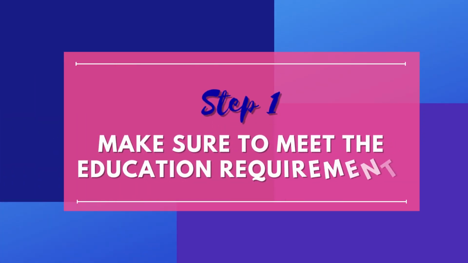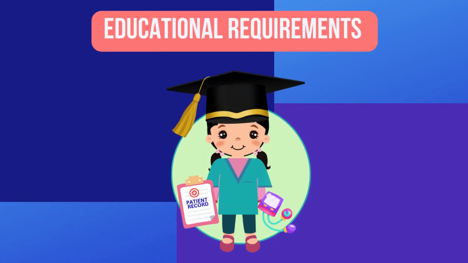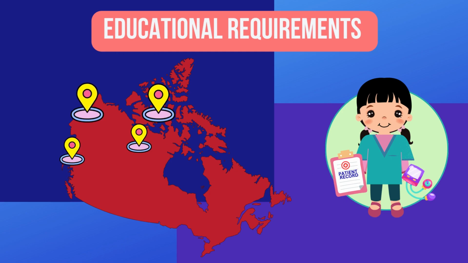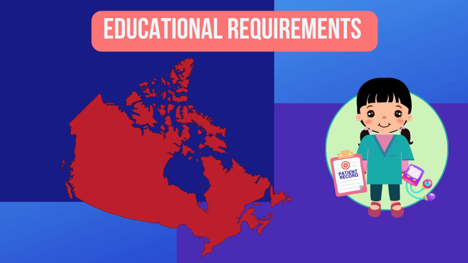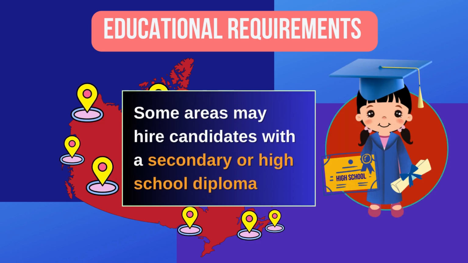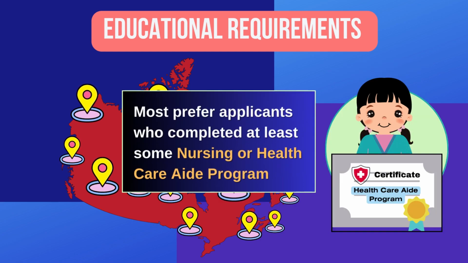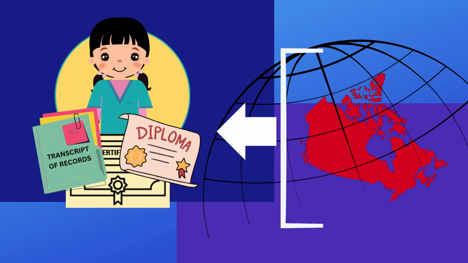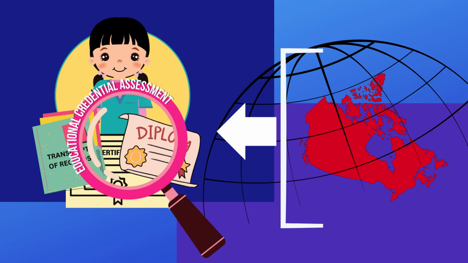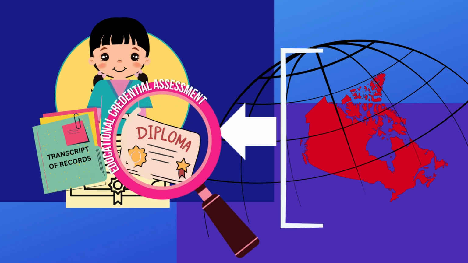Step 1. Make sure to meet the education requirements. The education requirements to work as a healthcare assistant vary depending on the Canadian province or territory where you want to work. While some areas may hire candidates with a secondary or high school diploma, most prefer applicants who have completed at least some nursing or healthcare aid program. If you have completed your education outside Canada, you may need to have your credentials assessed by a recognized organization to prove they are equivalent to Canadian standards.